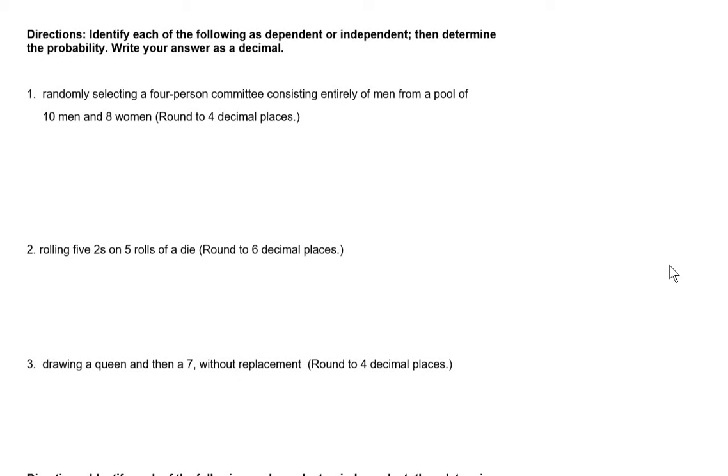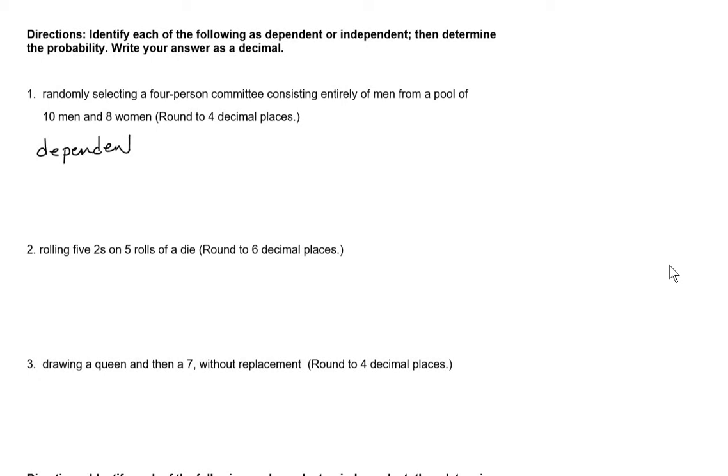First of all, let's figure out if we have a dependent or an independent event. And when I draw a person's name, I'm not going to put the person's name back in the hat. So what's going to happen is that every time I draw, there's less people to choose from. So the probability is going to change from one time I draw to the next. So I have dependent events.